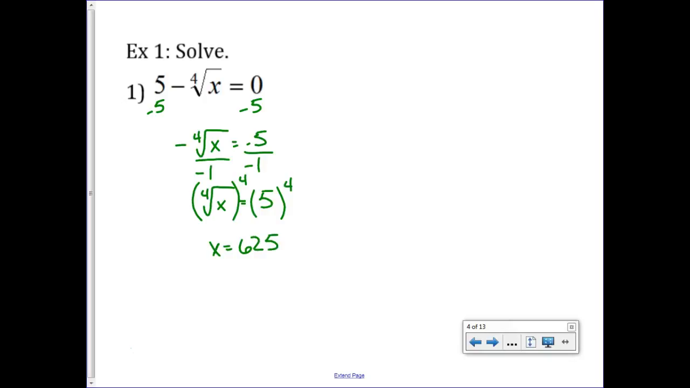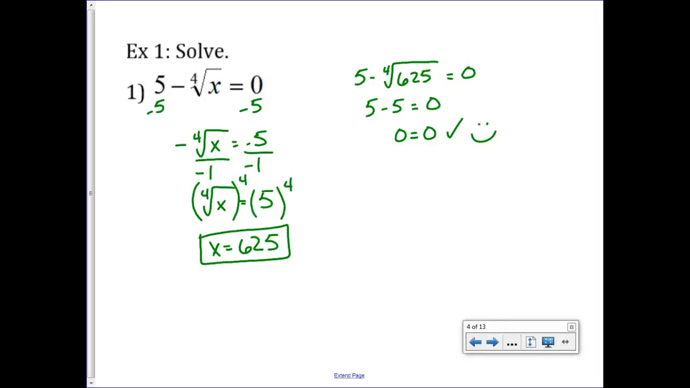Now, before I box that in and say, yes, this is the answer, what I want to do is go plug this back in. 5 minus the 4th root of 625 is equal to 0. The 4th root of 625 is 5, so 5 minus 5 equals 0. 0 equals 0. Yes, that works. So this is an answer. It's not an extraneous solution.